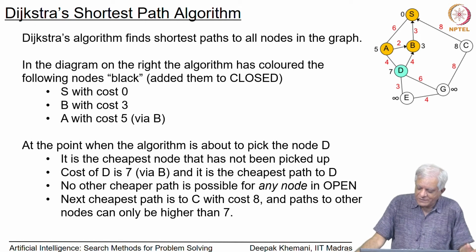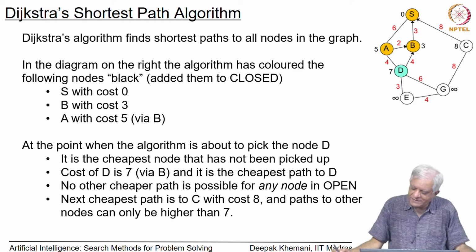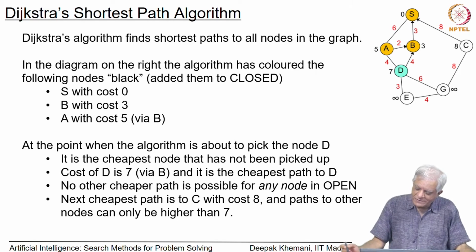So, at the point when this algorithm is about to pick D, you can see that the following is true, that it is the cheapest node that has not been picked up. Of the nodes that we have not yet inspected, there are 4 nodes which are D, C, E and G. E and G still have an associated cost of infinity, which means we have not even found a path to them. So, there is no question of picking them up. In the terminology that we have been using in our algorithms, E and G have not yet been generated essentially.